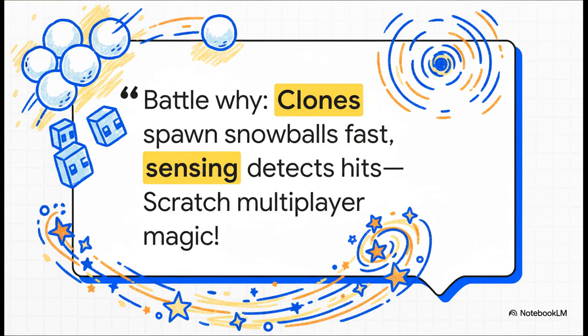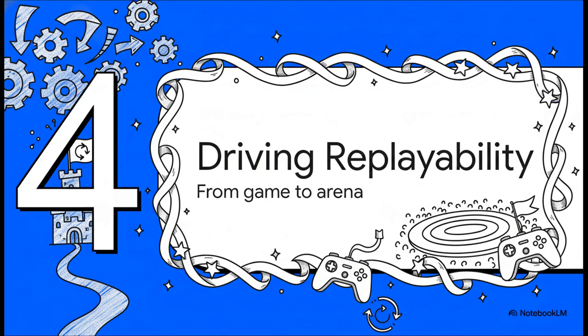And check this out. This is how the script explains the technical why behind the code. Instead of drowning kids in a ton of jargon about object instantiation or conditional logic, it just boils it all down to this one awesome phrase, Scratch multiplayer magic. It gives them just enough information for the logic to click, but it never, ever breaks the spell of the fun.